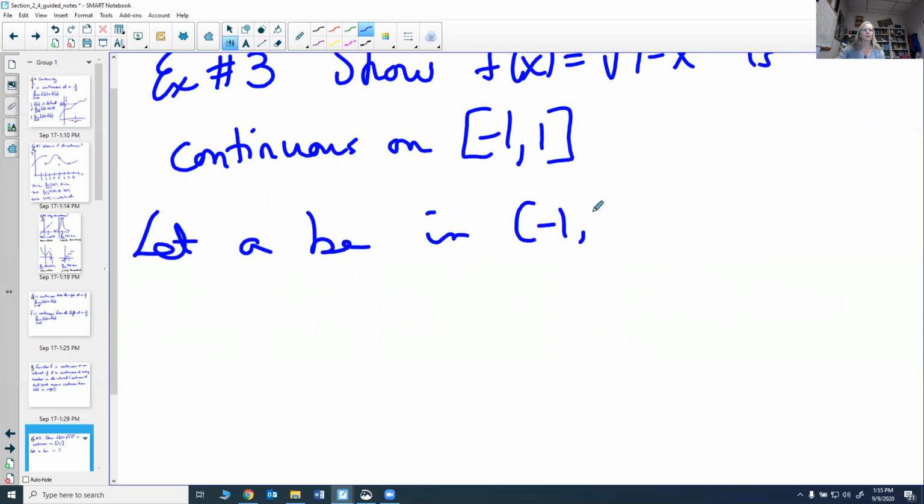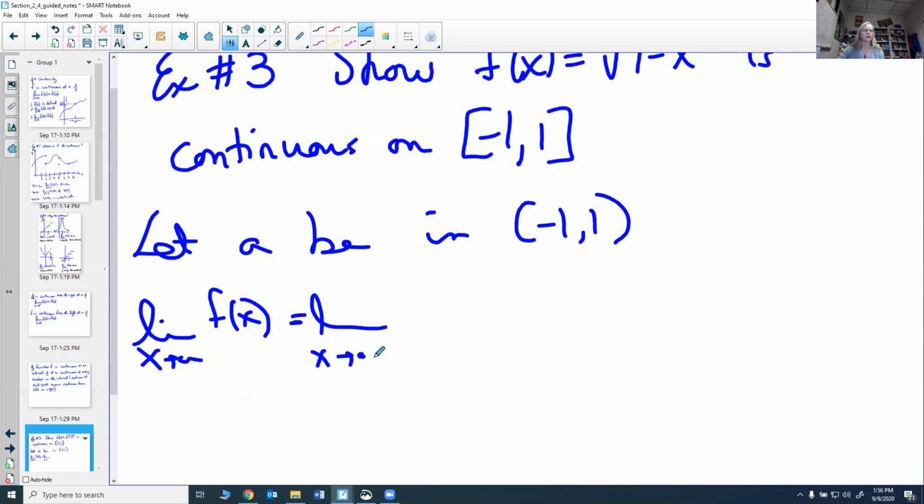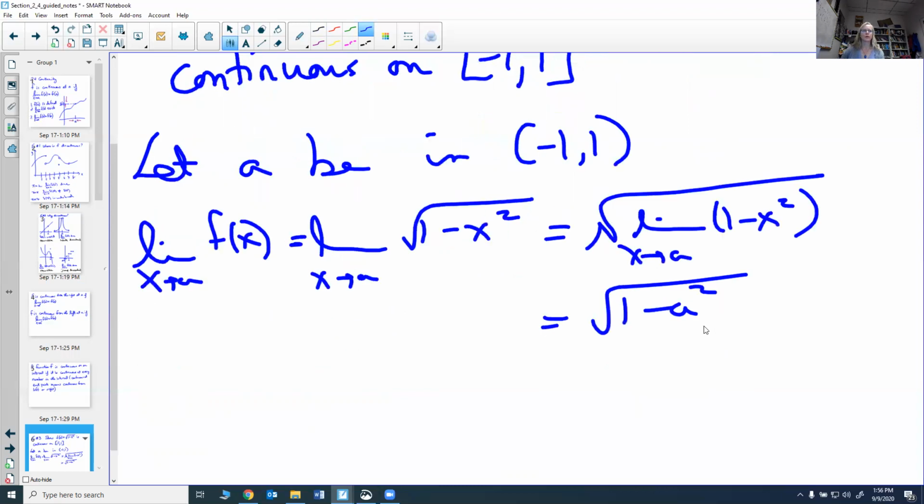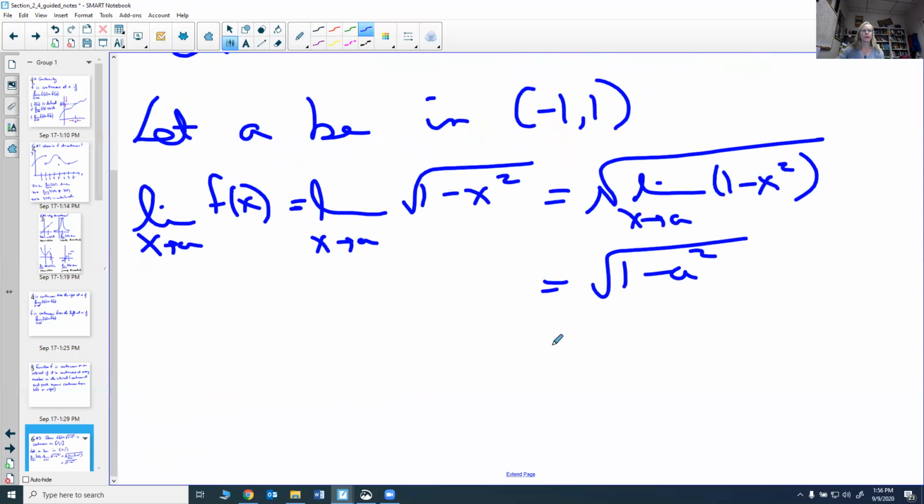So we're going to let a be some number between -1 and 1, not including -1 and 1. Let's look at the limit as x goes to a of f of x, which would be the limit as x goes to a of my function. Using my limit laws, I can take this as the square root of the limit of 1 minus x squared. This would be the square root of 1 minus a squared, because of direct substitution, I can just plug that in. It's a nice polynomial. And then I notice, hey, that is what f of a is equal to.